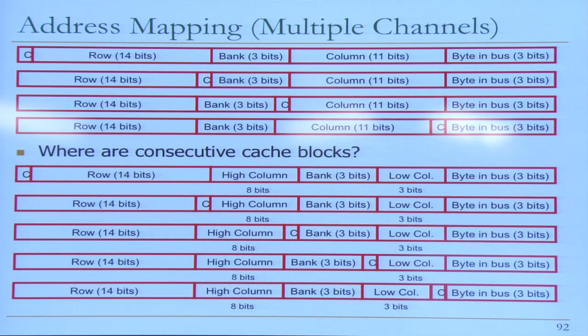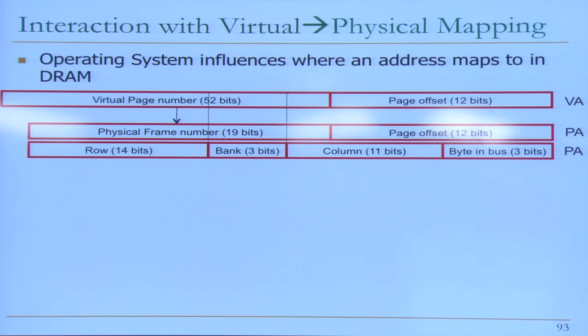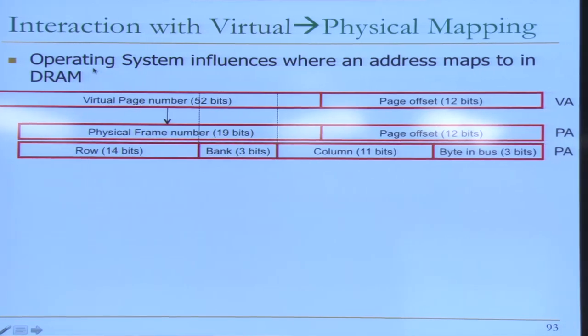I'm not going to ask you a question that minimizes the bank conflicts, because it's a really difficult problem. But I'll tell you one thing. The virtual to physical mapping actually affects this also, right? The operating system can influence where an address maps to in DRAM.